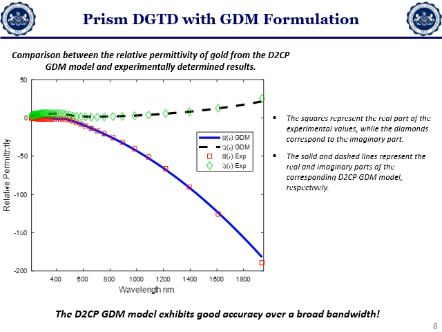This figure gives a comparison of the relative permittivity of gold from the D2CP GDM model and the experimental data. The squares and the diamonds stand for the experimental values, real part and imaginary part respectively. And the solid and the dashed lines represent the real and imaginary parts of the corresponding D2CP GDM model. And we can see the D2CP GDM model exhibits good accuracy over a broad bandwidth with the experimental data.